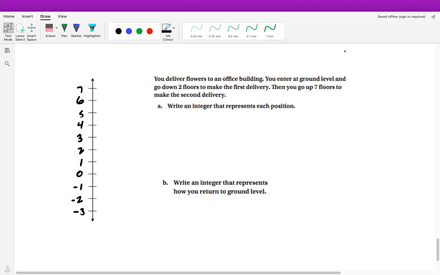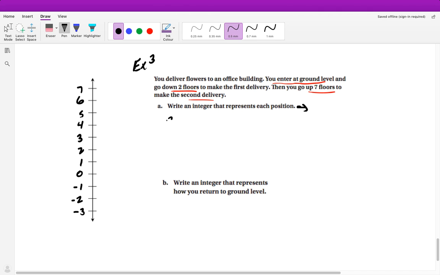All right, so this is our last example that we're going to go through, example 3. You deliver flowers to an office building. You enter at ground level and go down 2 floors to make the first delivery. Let's go ahead and underline some of this important information. We're entering at ground floor. We're going down 2 floors. Then we go up 7 floors to make the second delivery. Write an integer that represents each position. When we say each position, that means each thing that happened.